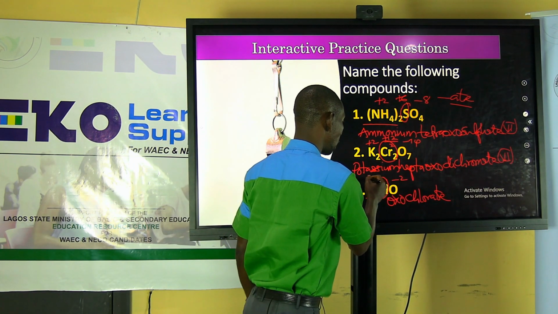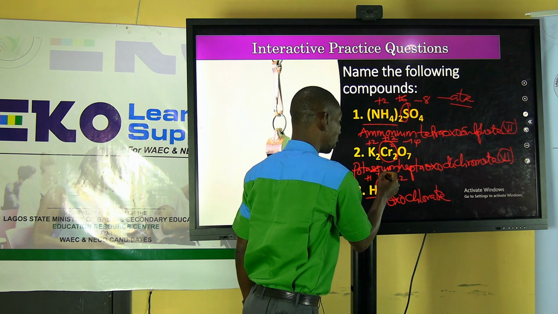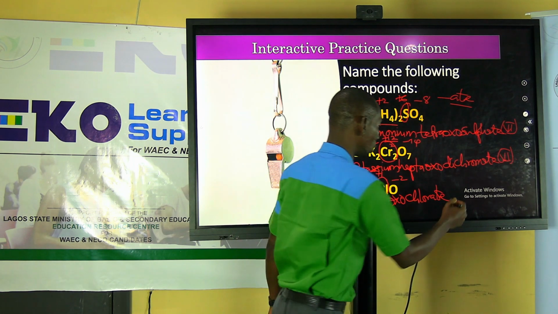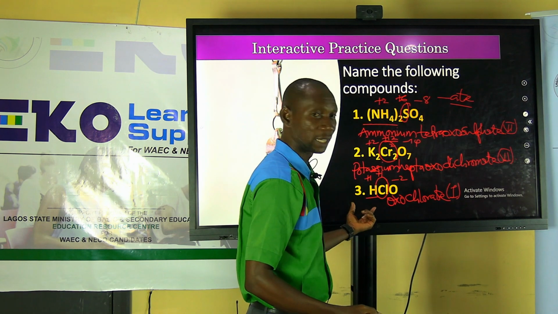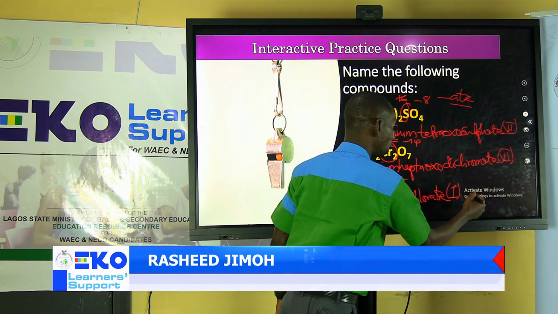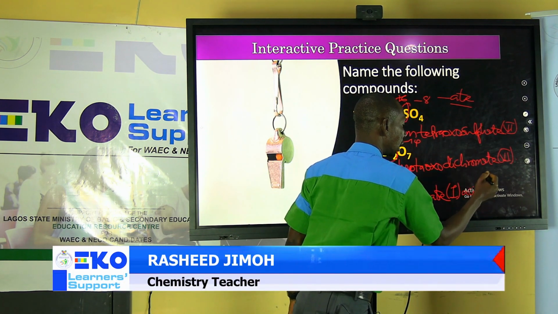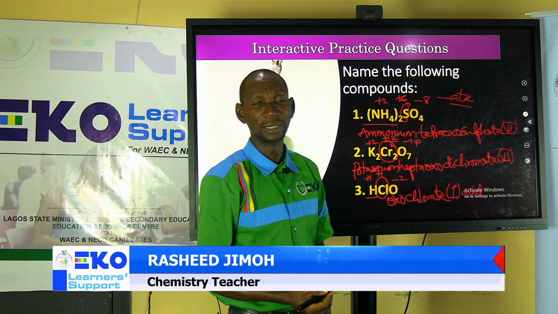Okay, so we need to calculate the oxidation state of the chlorine there. Oxygen is -2, hydrogen is +1, and the chlorine has to be what? +1. Oxochlorate 1. And then to reflect the hydrogen that starts the compound, we add acid: oxochlorate 1 acid.